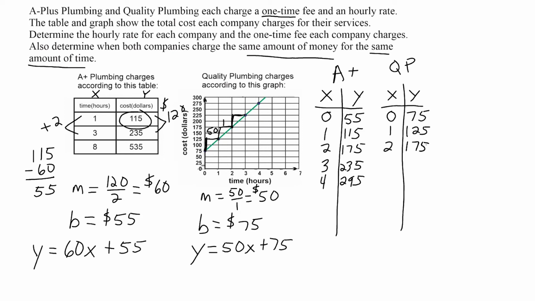And I am going to stop right there because notice in our table, we have identical x and y values. So if each company performs 2 hours of service, each of them would charge a total of $175. So that is the same amount of money and the same amount of time.